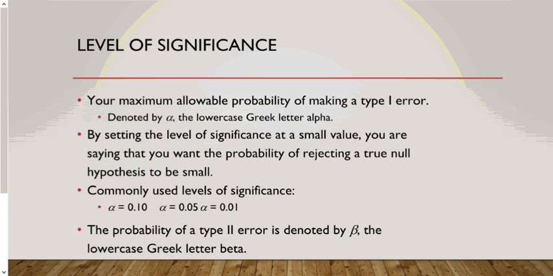Now, the probability of a type 2 error, we use this funny looking b. This is a beta, a Greek letter beta. And this is a lot harder to calculate. There's some other stuff with it. We can't just say, oh, well, if this is 0.05, then that makes this something. It's different, so we're not going to be doing that anytime soon. Don't worry about it. But that's the probability of making a type 2 error.